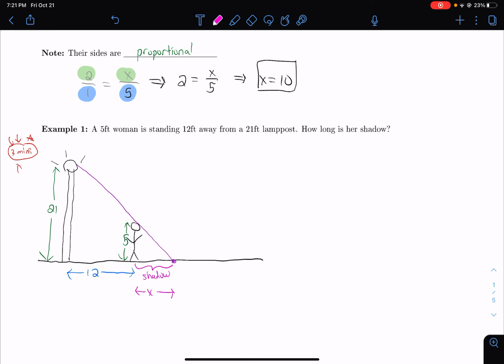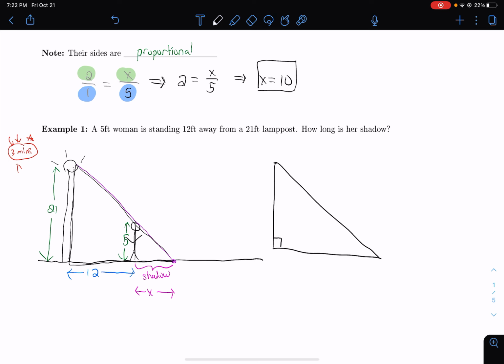One thing to observe in this picture is that we have some similar triangles. I have this big triangle that the lamppost makes with the ground and this light beam. I'm going to draw that big triangle, and in fact, that's a right triangle. The lamppost makes a right angle with the ground. Then there's this small triangle made by the woman's height, her shadow, and this side over here. I'm going to draw that small triangle.